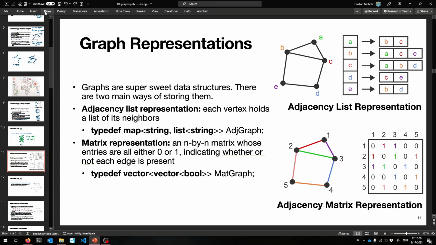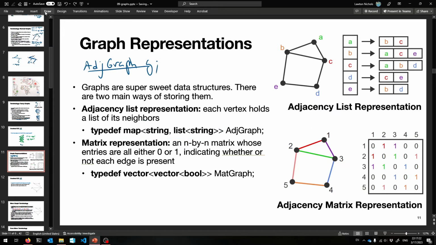With an adjacency list, you make a map of strings to lists. That is what an adjacency graph is. And this is a typedef, by the way. This is saying make this type called adjacency graph equivalent to this, so that I don't have to type this every time. Now I can just say adjacency graph G everywhere, instead of saying this. An adjacency graph is just a map of strings to list of string.